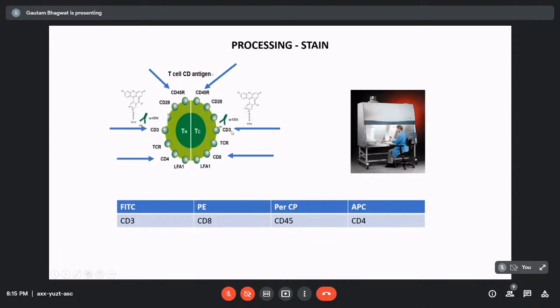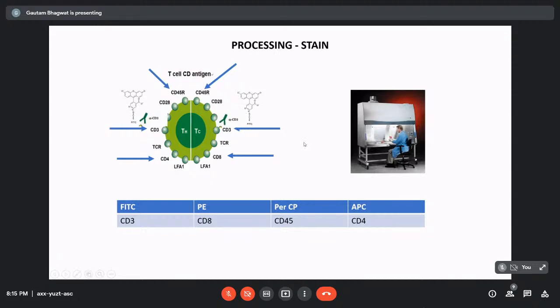These fluorochromes and the anti-CD3, anti-CD45, CD8, CD4 all get bound to this antigen. So this is my staining step. I incubate it for 15 minutes in the dark. So everything is going to happen in the dark. Why in the dark? Because these are fluorescent molecules.